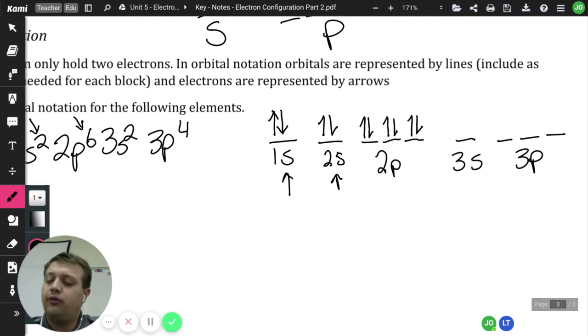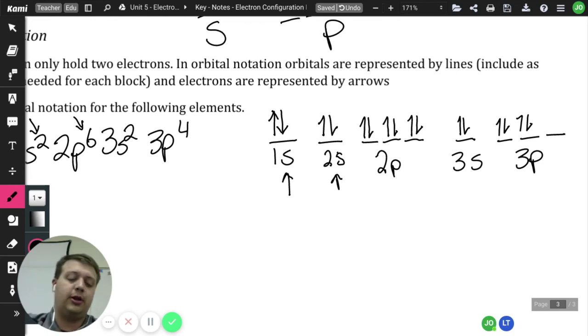3s, we have one spinning up and one spinning down because we've got a total of 2 electrons. Last one, we've got 3p. So 3p has a total of 4 electrons. So here's where you would have made a mistake had you gone in and gone up, down, up, down. That's technically wrong. Why? Because you didn't fill them in single before doubling up.